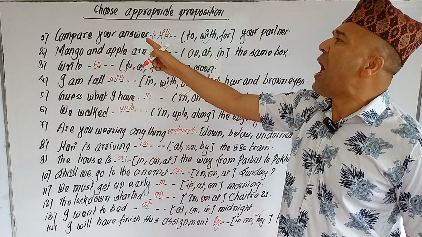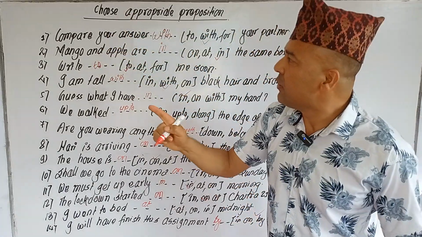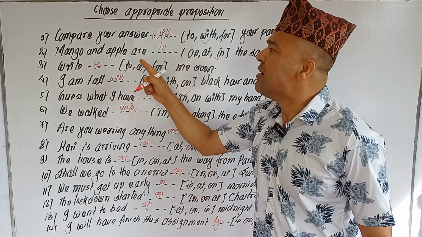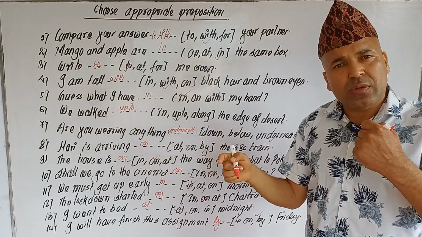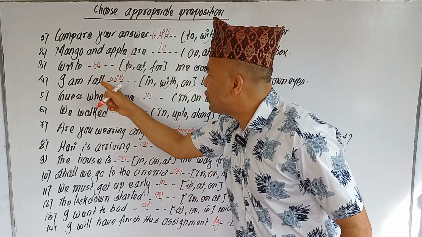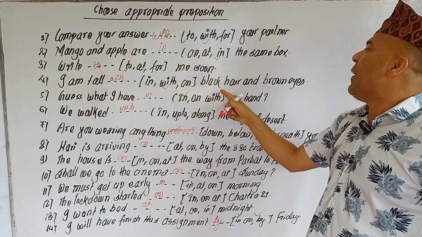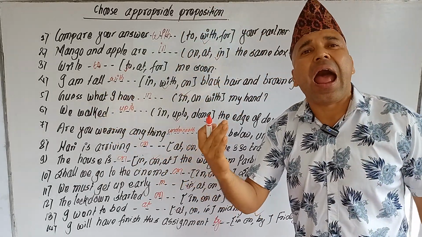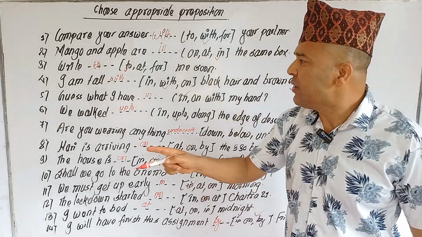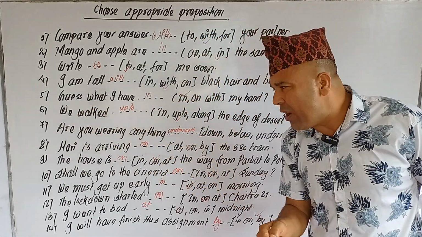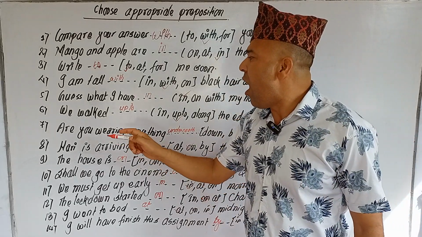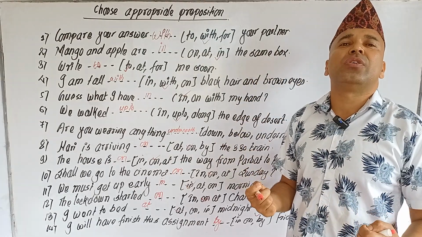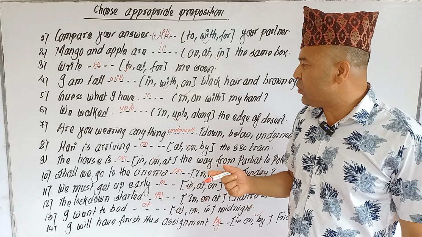So: compare your answer with your partner. Mango and apple are in the same box. Write to me soon. I am tall with black hair and brown eyes. Guess what I have in my hand? With water, up to, from one point to another, the edge of the desert. Are you wearing anything underneath, covered by another clothing? We have to use underneath.